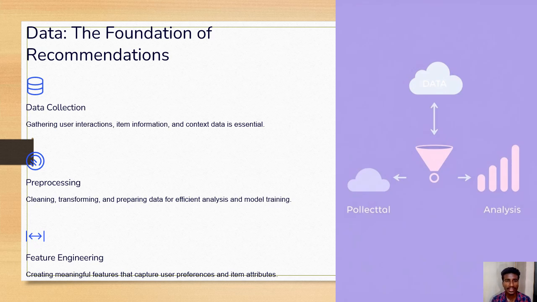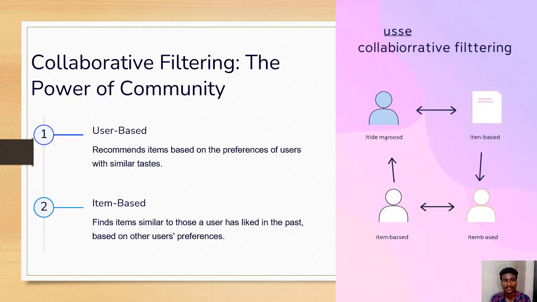Data, the foundation of recommendations. Data collection. Gathering user interactions, item information, and context data is essential. Pre-processing. Cleaning, transforming, and preparing data for efficient analysis and model training. Feature engineering. Creating meaningful features that capture user preferences and item attributes.